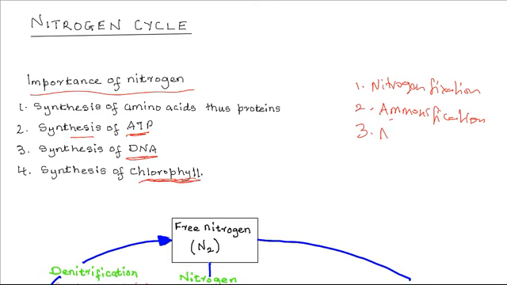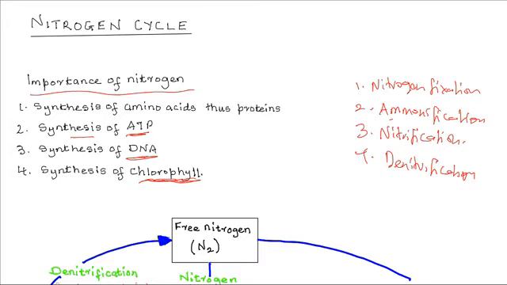And then the third process is nitrification. And lastly, denitrification. These are the main processes. In between them, there are other processes that are involved in the cyclic transfer of nitrogen from one part of the habitat or ecosystem to the other.